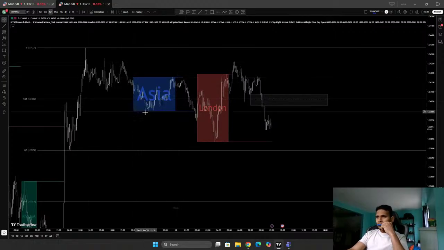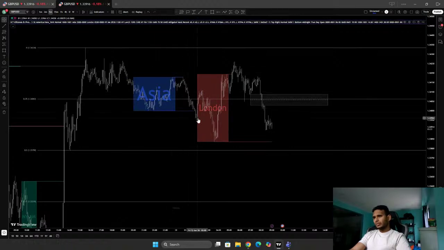Asian range consolidation. It breaks here. Work till the 50% of the low. It's swept this Asian low, then it's due to displacement. Lot of high, low, high, low, high, low, high, low.